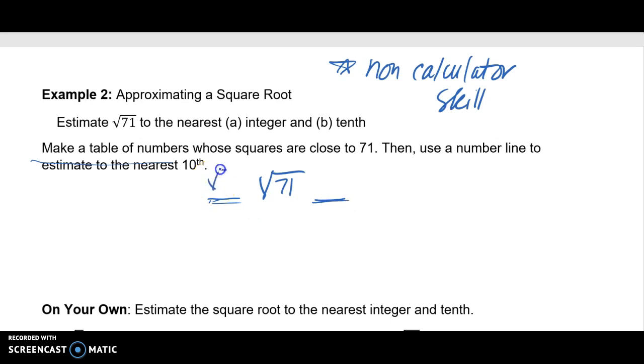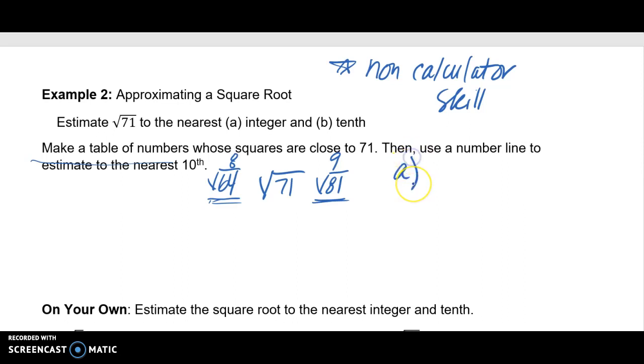So using my knowledge of perfect squares, I know that 64 is just below 71, and 81 is the one that falls directly above. If I evaluate those, I know the square root of 64 is 8, and the square root of 81 is 9. So therefore, I know the square root of 71 falls between 8 and 9 on the number line.